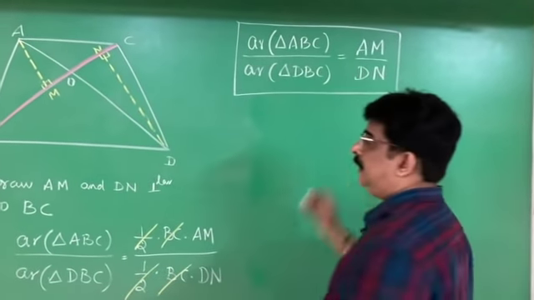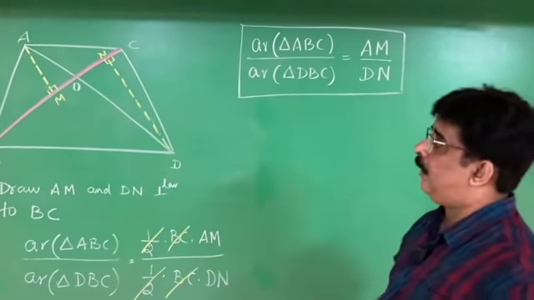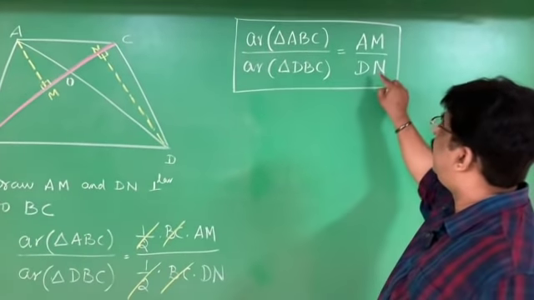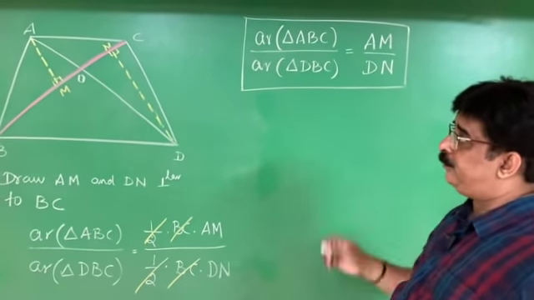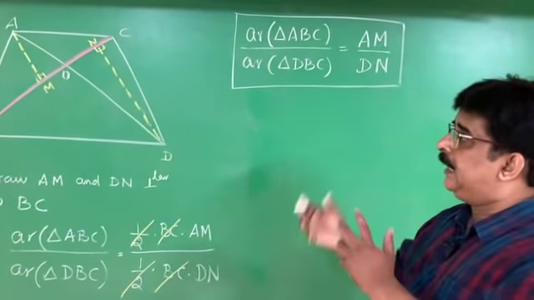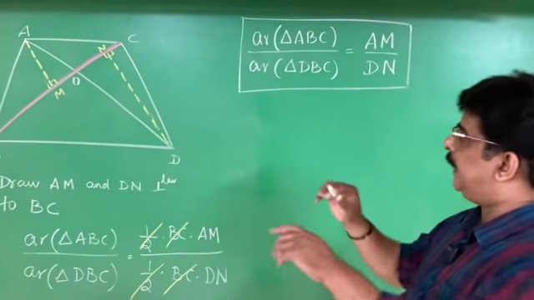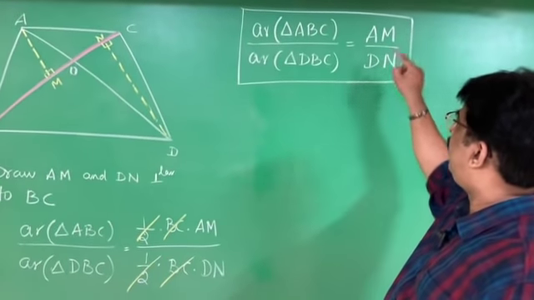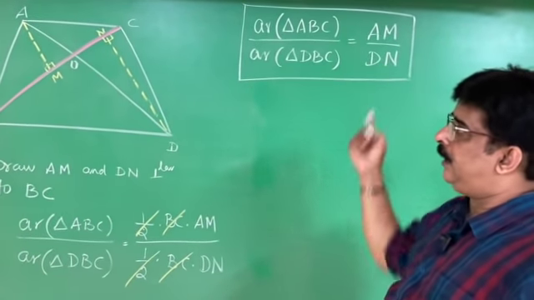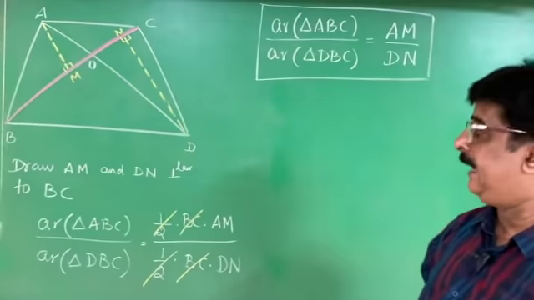He wants AO by DO. What I got is AM by DN. Then I should find the relationship between AO and AM, and DO and DN. To find the relation between AM and DN with AO and DO, identify the triangles here.